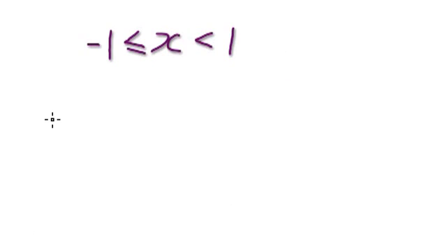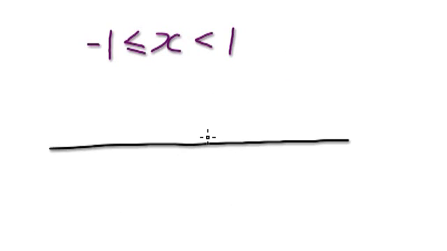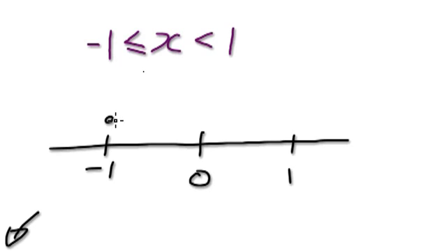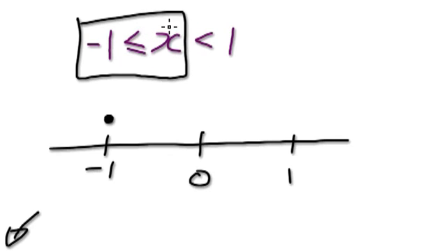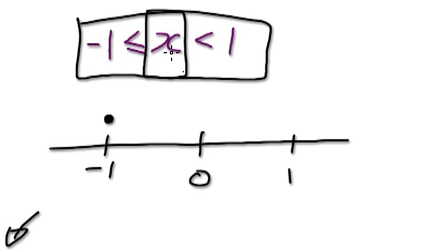Okay, next one. Start with your number line here, 0 here. Press pause and have a go. So this one here, minus 1 here, 1 here, and this is greater than or equal to, so I'm allowed to have minus 1 in here. On this side here, it would be x strictly less than 1, so it should be there. So your number line should look like this.